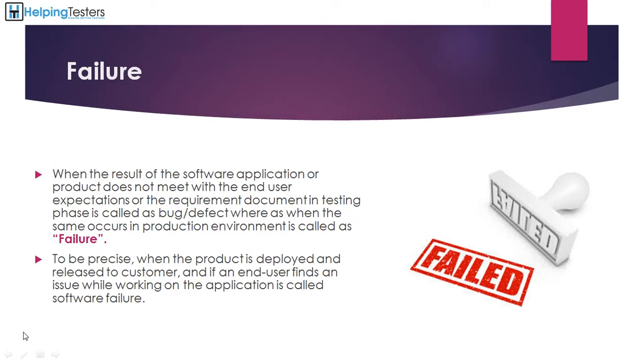Let me give you an example. Take any banking application or e-commerce application or even WhatsApp. If it is deployed in production and we started using WhatsApp, and I'm not able to send a message to you, I download it and if I send a message to you, it is not going. Then what is the need of the application? It is a failed application. It's a failed product, because in production it does not meet the user expectation. So that is called software failure.